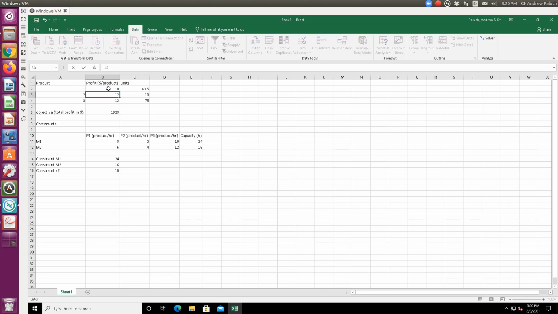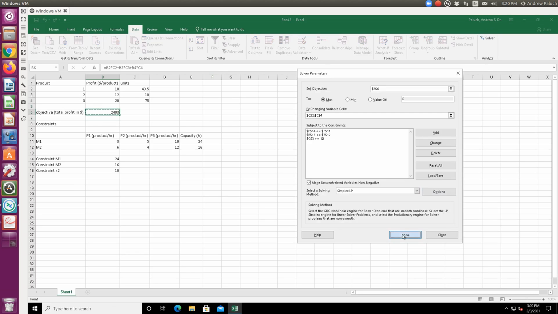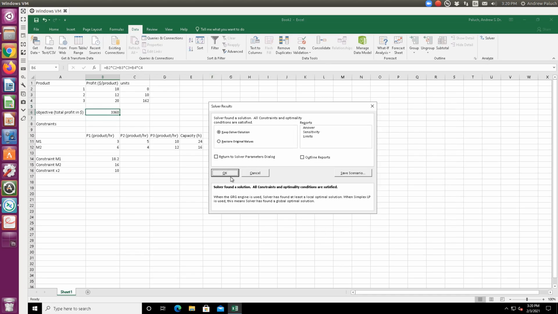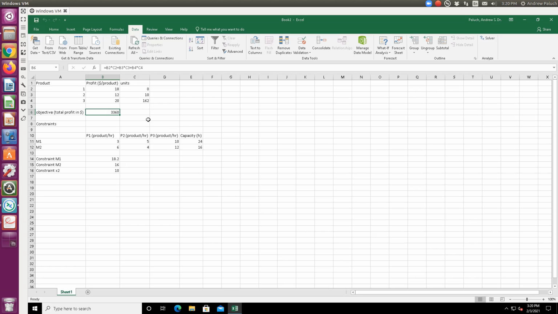So if I change this back, okay, what if though the third product increased in value to $20? So if that increased to $20, and I were to solve, all right, now the distribution is much different, all right? It's pretty much you just want to make product 3, and make the bare minimum of product 2 and product 1. Okay, but there you have it.